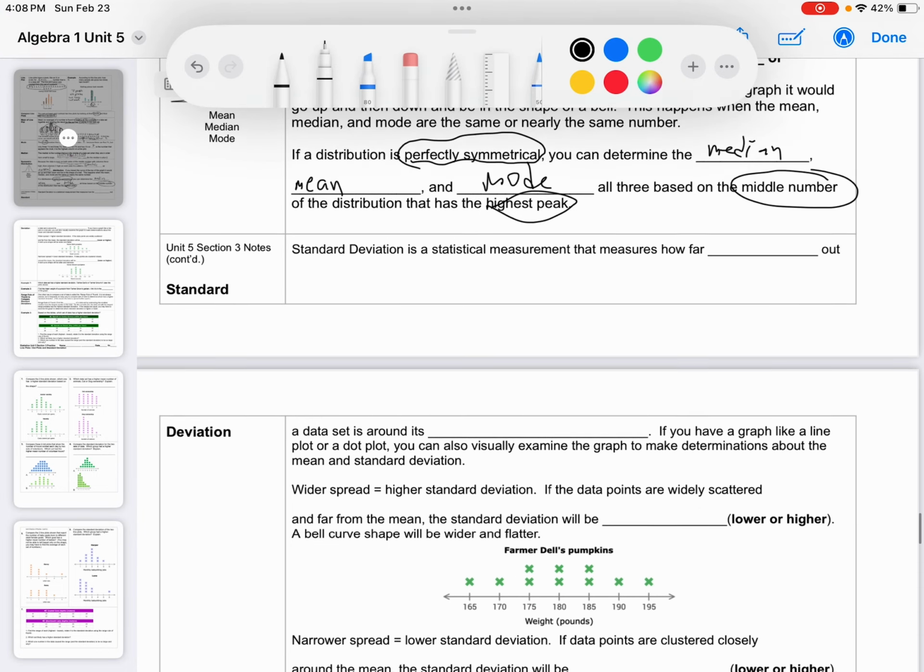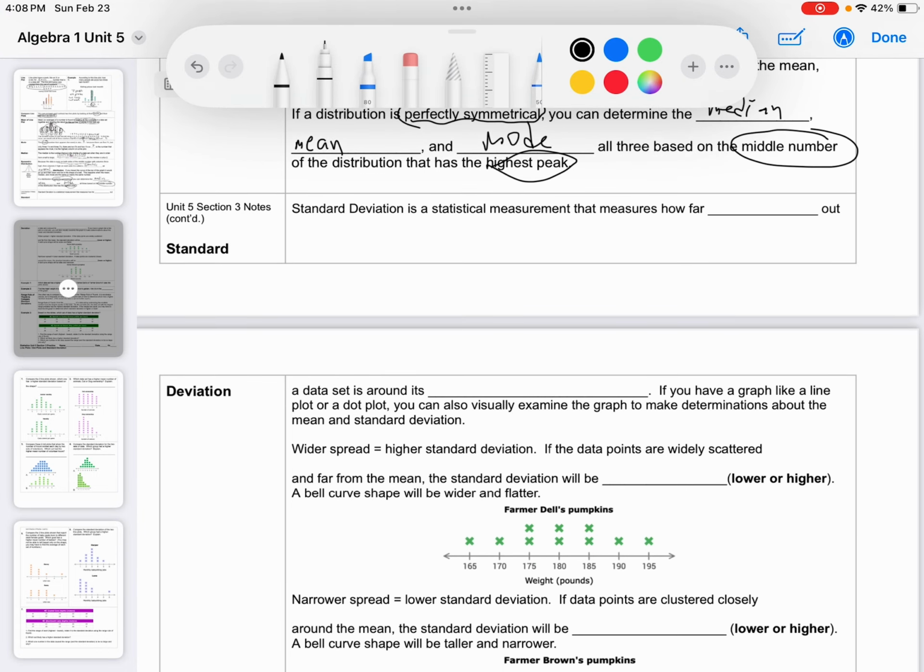Okay, then we're going to talk about standard deviation. Standard deviation measures how far spread out a data set is around its mean or average.